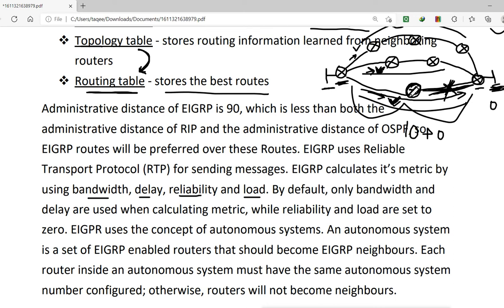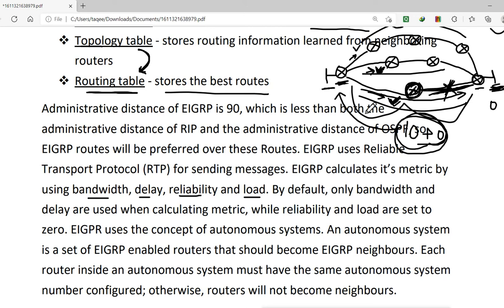Now this router will send the link information to this router, saying this is my distance to reach this network. So this is what the reported distance is. This is the reported distance to reach this network, reported by this neighbor router.